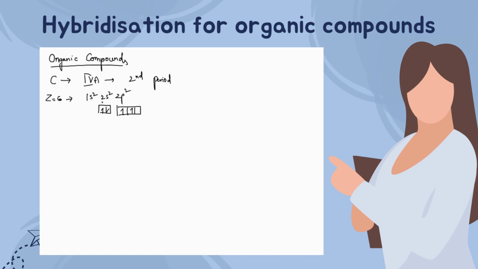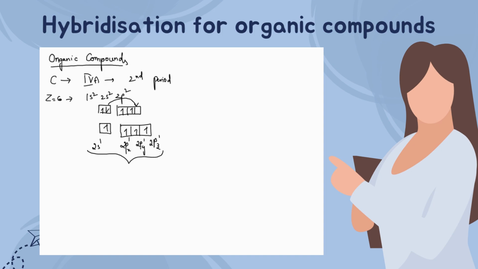Now when energy is supplied and the atom gets excited, one of its electrons from 2s moves to 2p. Now the configuration is 2s1, 2px1, 2py1, 2pz1. This is the excited state configuration for carbon. Now it will use these four atomic orbitals for undergoing hybridization.